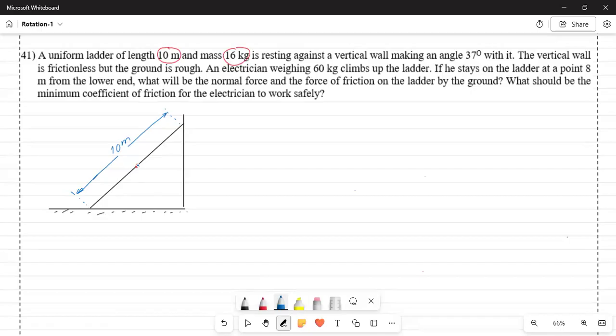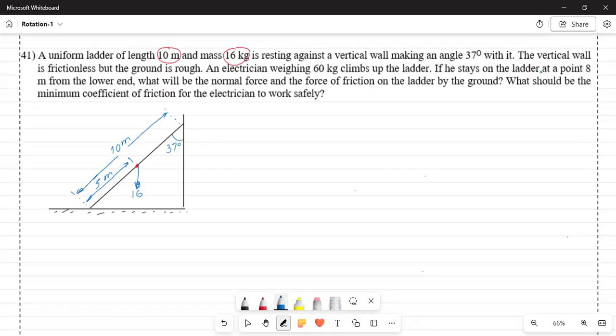So here there is a 16 kg mass. And of course, 16 kg works at the center. So from here to here, it is 5 meter. And it rests against a wall at 37 degree. So this is 37 degree.